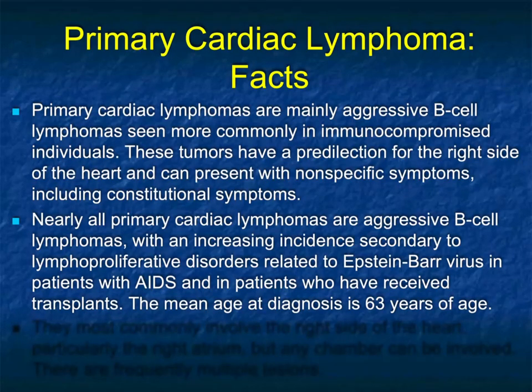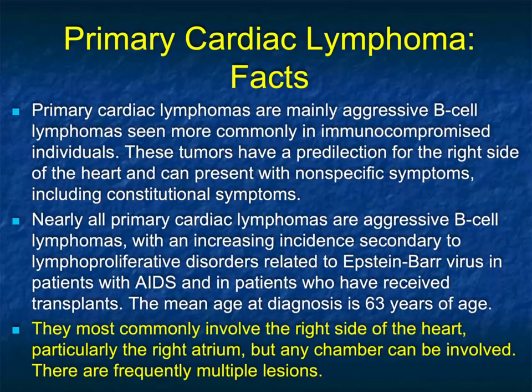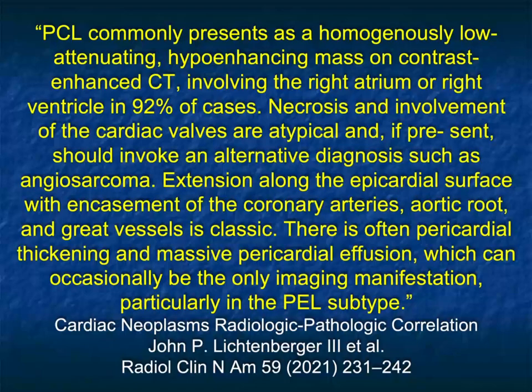Again, we see these more commonly in AIDS patients. Patients are in their 60s typically. They most commonly, as we mentioned, involve the right side of the heart, but extensive infiltration to other chambers and spread is indeed common. One of the things, of course, we think about with lymphoma of the heart, is it primary lymphoma or is it simply lymphoma with multi-organ involvement? So again, you need to look and make sure there's not other disease present.